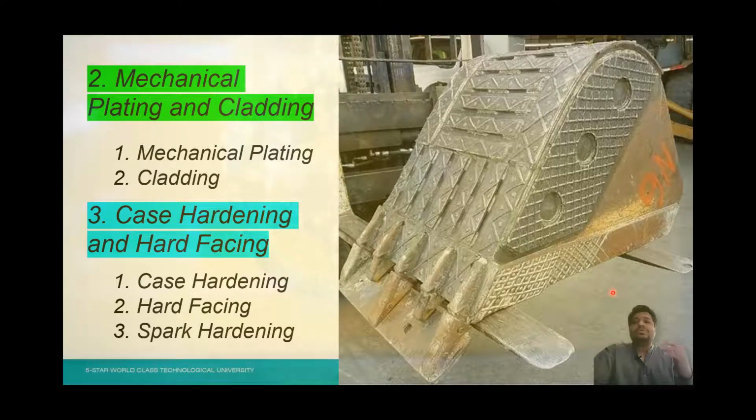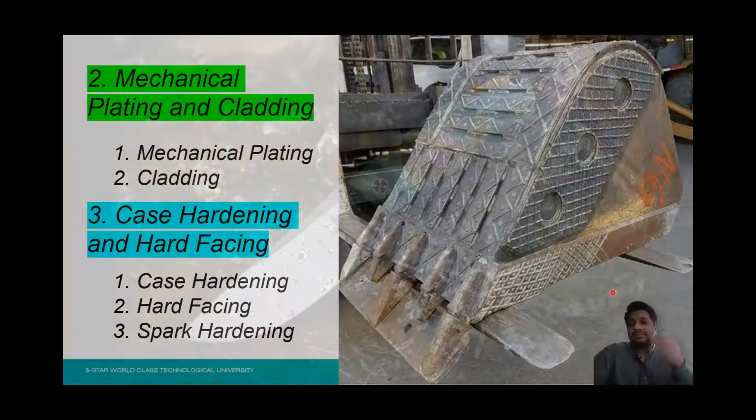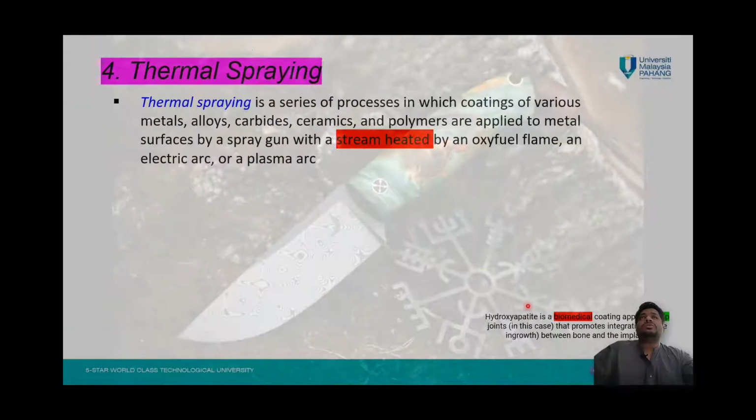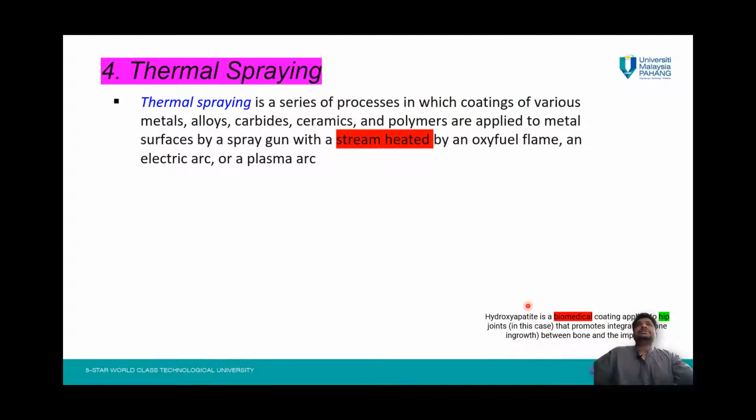However, the most important is coatings: how coatings are carried out, how a material is coated, how a surface is coated, what the different techniques of coatings are. These were some of the treatment techniques. So let's take a look at some of the coating techniques. So number one coating technique is thermal spraying.